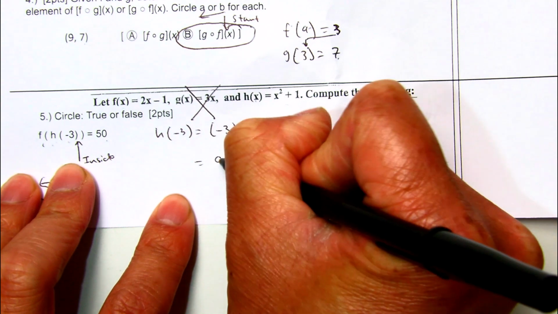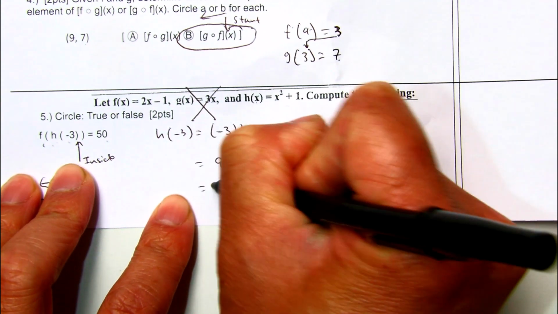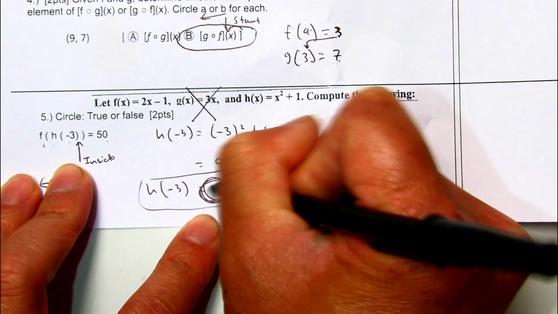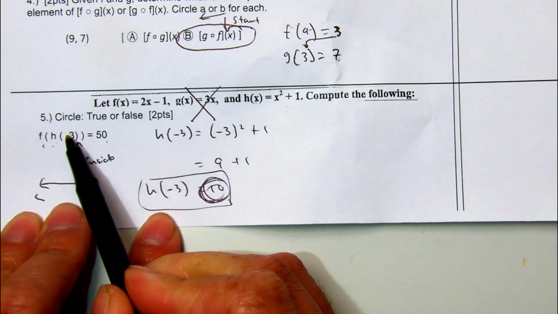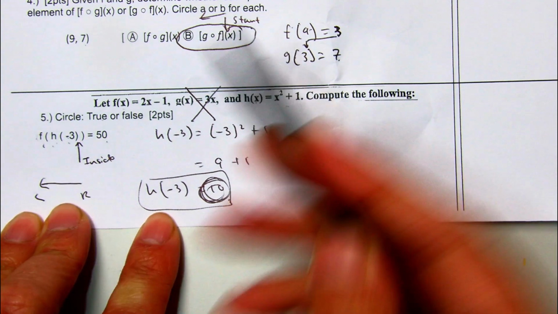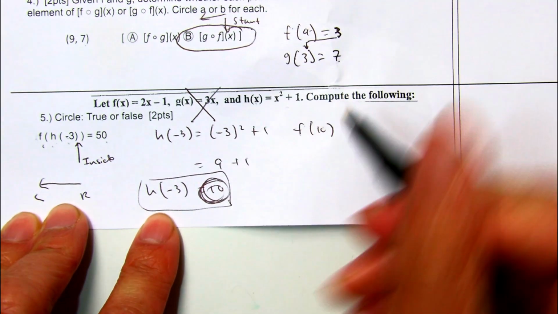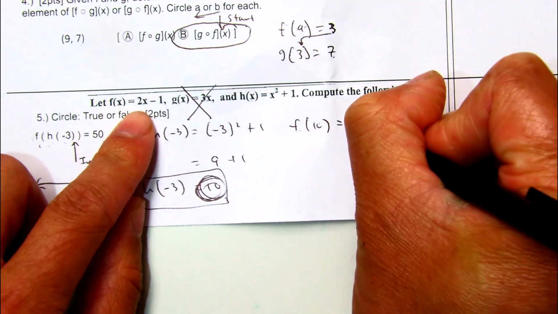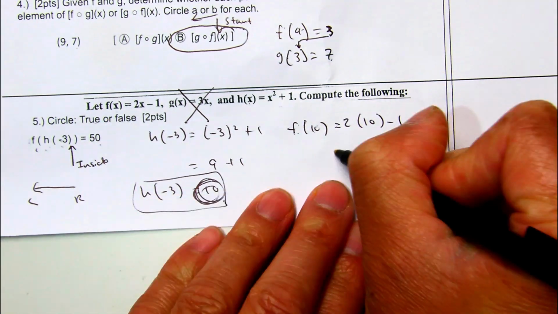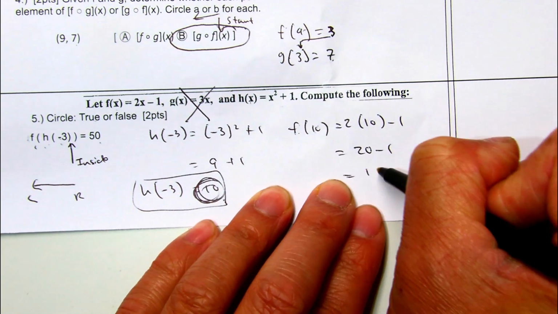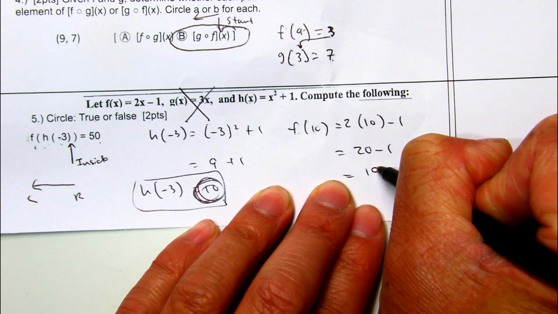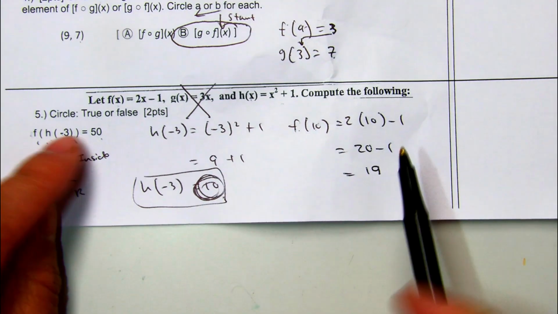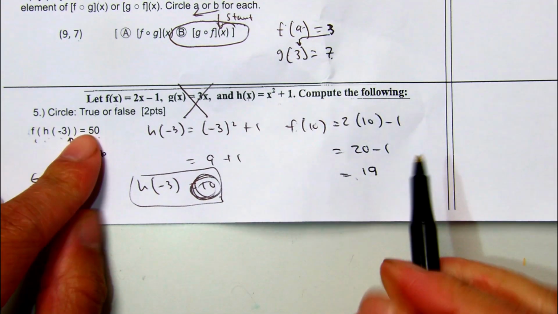So 9 plus 1 is 10. So h of negative 3 equals 10. Now that 10 is what I'm going to put inside of f. So f of 10. So I did f, x is 10. So now 2 times 10 minus 1. That'll be 20 minus 1, and that'll be 19. And does that equal 50? No, so the answer is false.